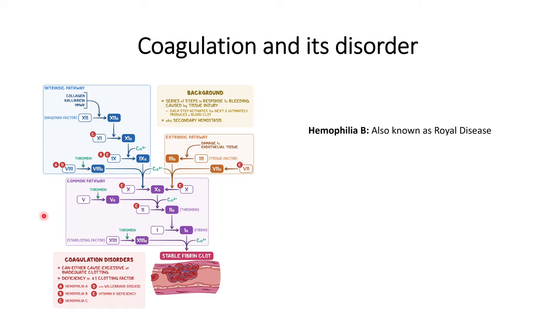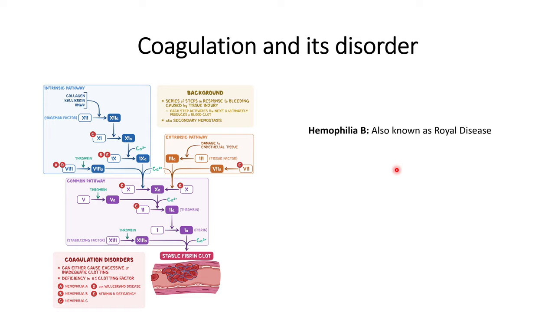In this whole process, there are five disorders that have been observed. One is hemophilia A, that is the absence of factor 8, and another is hemophilia B, that is the absence of factor 9. Hemophilia B is also known as the royal disease, as it has been found in the royal families of England, Germany, Spain, and one more country during the 19th and 20th centuries.